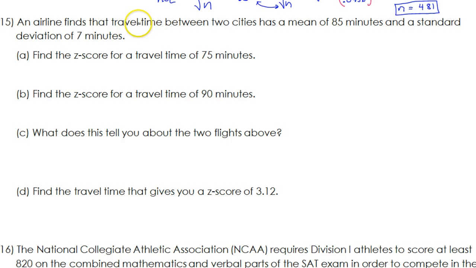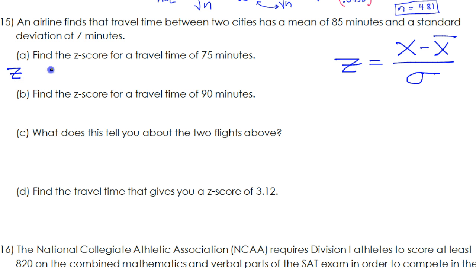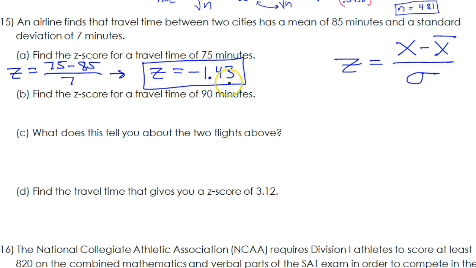Alright, an airline finds that travel time between two cities has a mean of 85 minutes and a standard deviation of 7 minutes. So let's find a z-score for a travel time of 75 minutes. Alright, well look, the formula for z-score is like this. It's the z-score is equal to a value minus the mean divided by the standard deviation. So if we're talking about a 75-minute flight, then 75 is the value minus the mean of 85, divided by a standard deviation of 7. So that's giving us a z-score of negative 1.43.